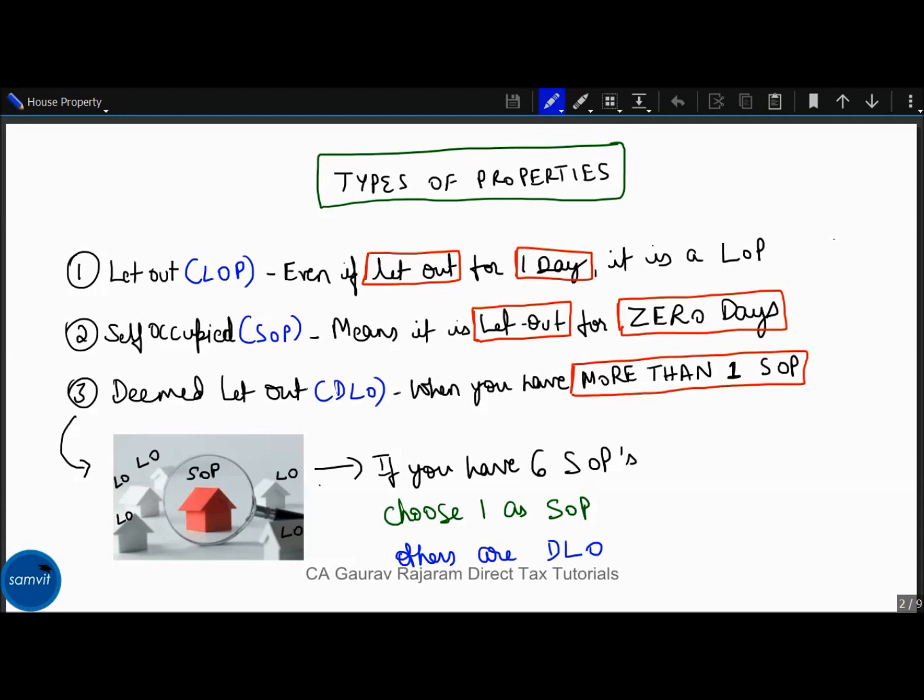Deemed let out. When you have more than one self-occupied property. For example, in the picture, there are 6 properties that you can count. Assuming all of them are self-occupied, you can choose only one as self-occupied. The others are considered as let out, and hence the words deemed let out.